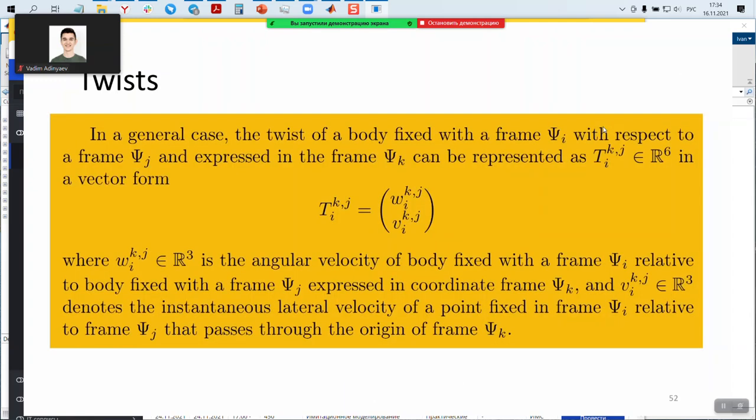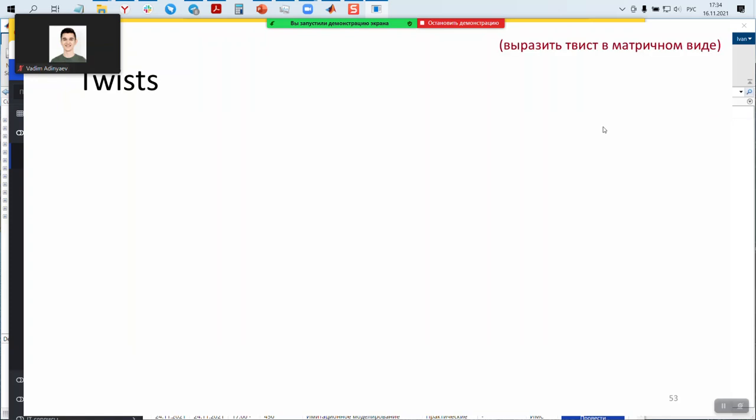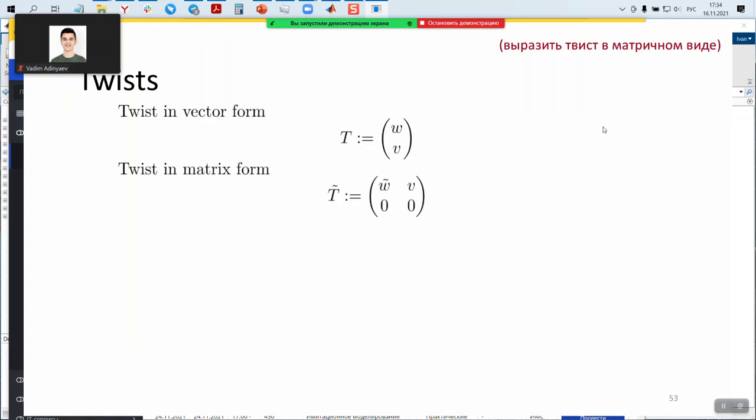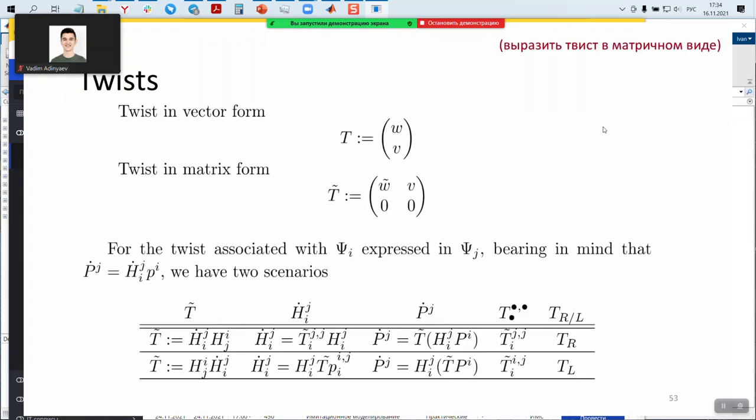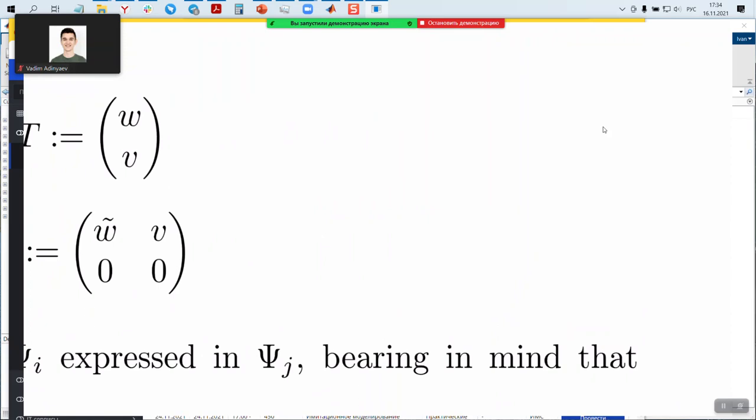And here we can see how we can express twist in vector form. So it is twist in vector form, twist in the matrix form, and also here you have two options. So basically you can take, for example, we want to express the twist of body I that moves around body J, and we want to express this motion in a frame J.